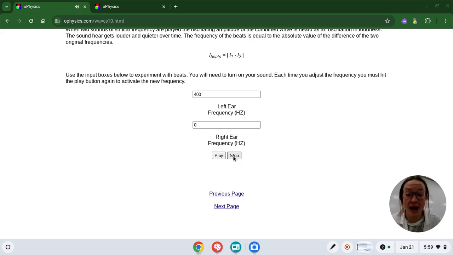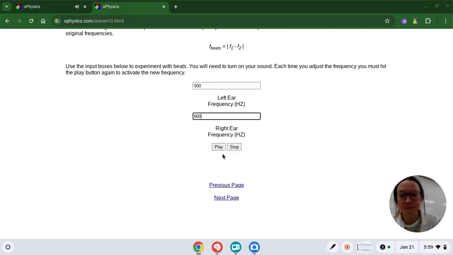So, in the background, when we play 500 hertz and 900 hertz, you're going to see if you can hear this sound that is kind of underlying the other two. Are you ready? Here we go. Can you hear it?